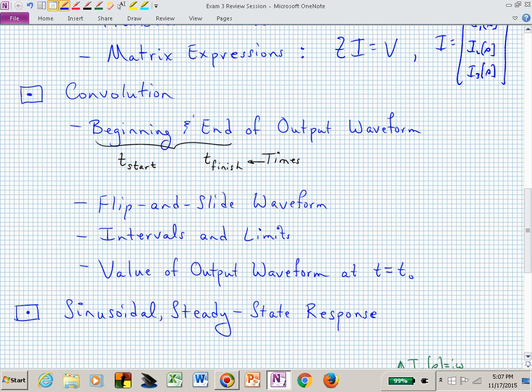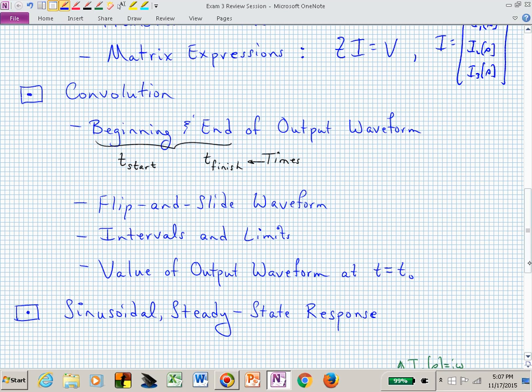Then I might even ask you, find the output y at a specific instant of time, t sub 0. t sub 0 might be 3. I might say, find y of 3, when it might be non-zero between -6 and 20. And now I'm just asking you to find the output value at one instant of time.